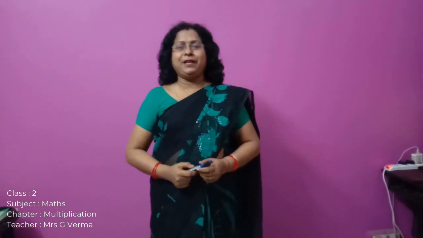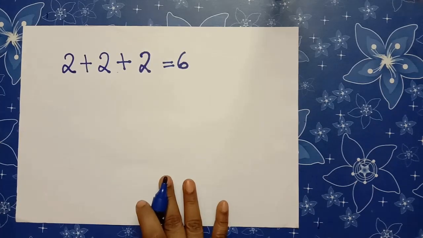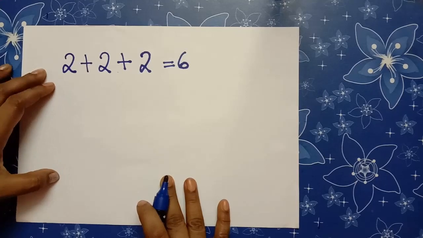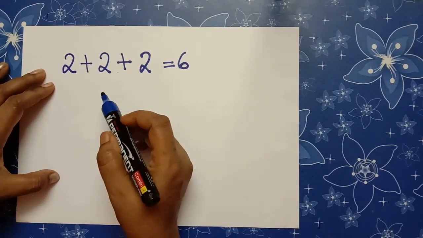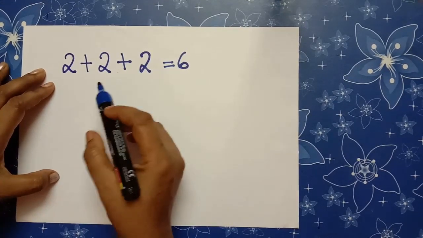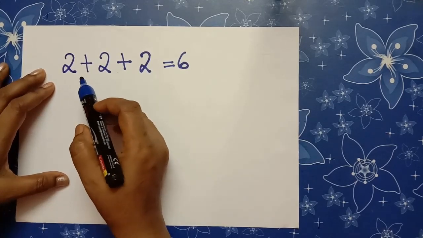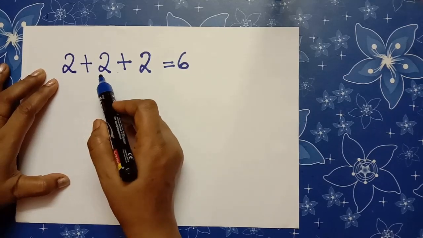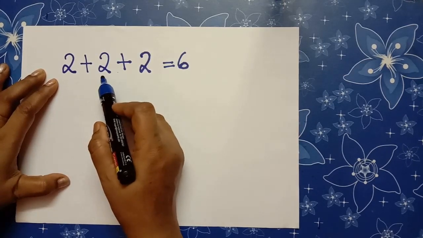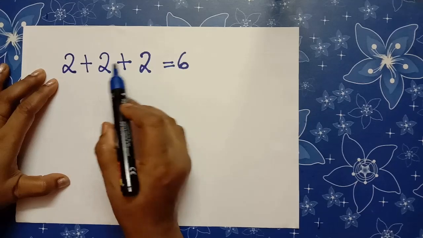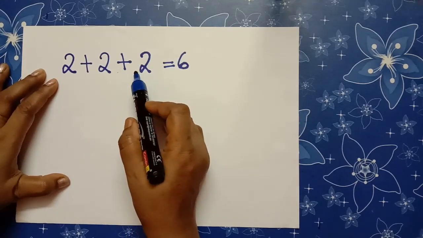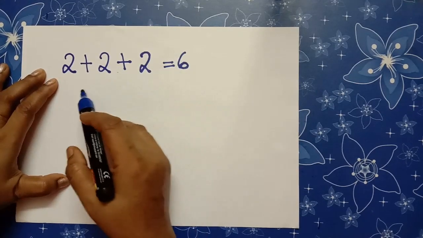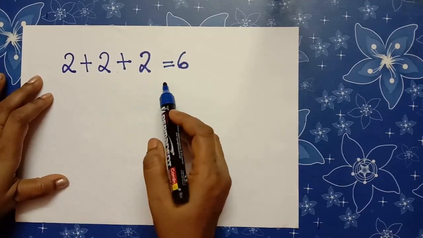Today in this video I am going to teach you multiplication. Multiplication is repeated addition. For example, if we want to add the number 2 three times, what do we do? We add the number 2 three times, like 2 plus 2. First we add this 2. How much are we getting? 4. Then it is added to another 2. So we get the sum as 6. So multiplication means repeated addition.